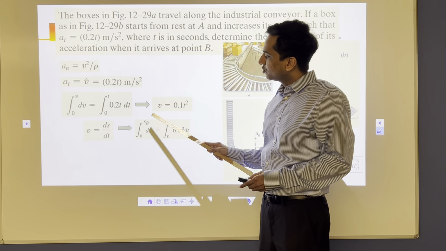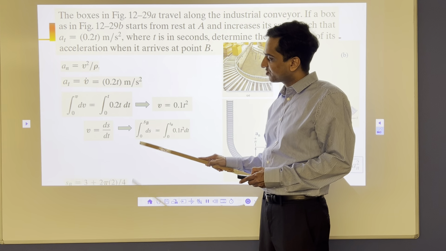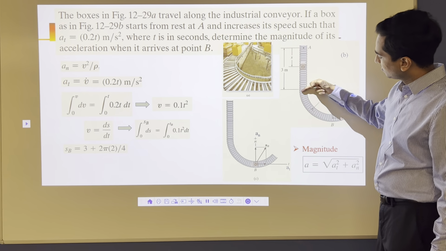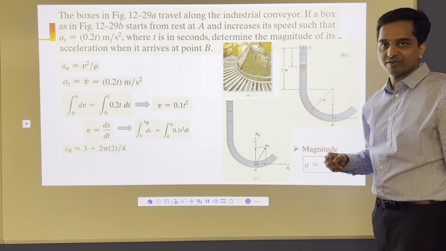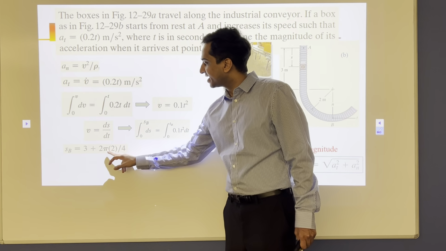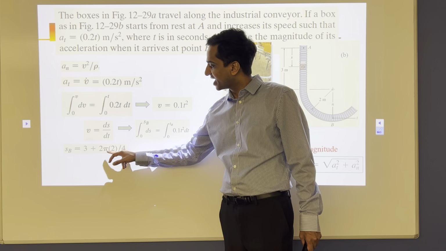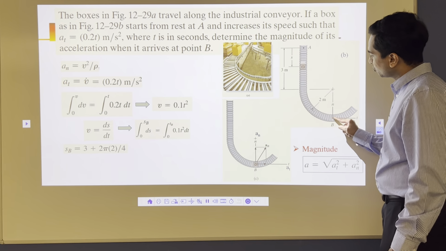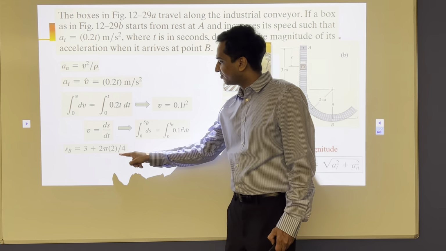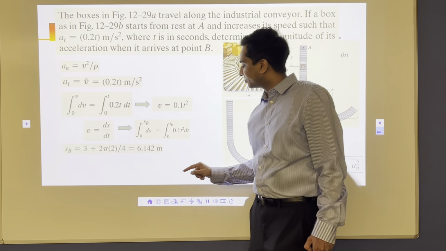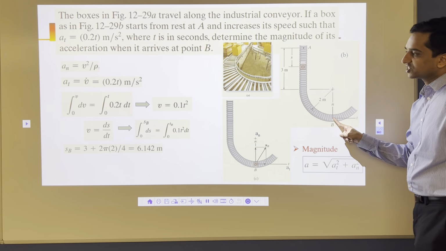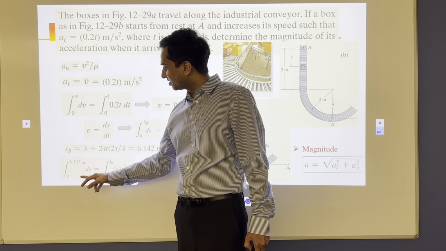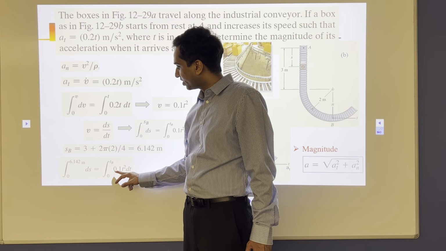Here you also need the total number for SB. So SB is 3 meters plus the quarter circle. The quarter circle is 2 pi r divided by 4. In this case, 2 is the radius. That's this length. So this length plus this length, you get a final length of 6.142 meters. So this total is 6.142 meters. Now all you have to do is integrate 0 to 6.142 meters, ds is equal to 0 to TB, 0.1t square dt.